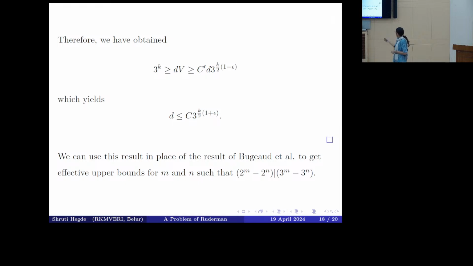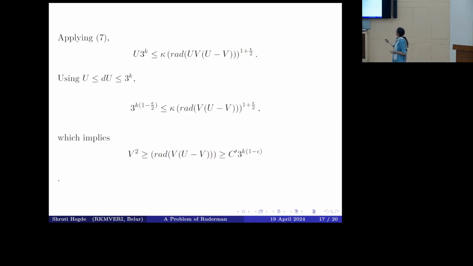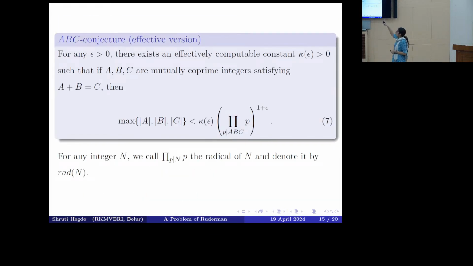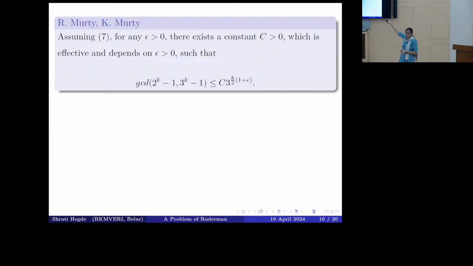So once we have this, since we have assumed the effective version of the ABC conjecture, the constant we are getting here will also be effective, right? It will be computable. Now we can use this result in place of that assumed result in our main proof, and that will give us effective bounds on m and n.